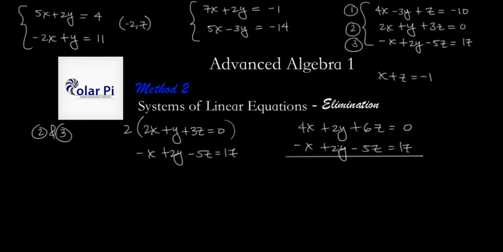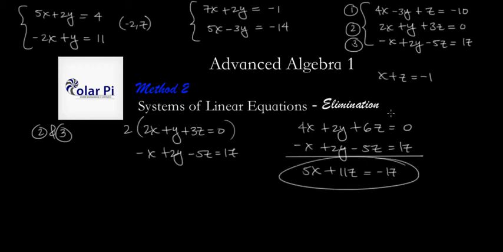Anyway, same difference. So now if we subtract, we get 4x minus a negative x, that makes 5x. And obviously the y's go away as desired. 2y minus 2y is none. And then 6z minus a negative 5z make an 11z. And then equals 0 minus 17. Yes, my z and my 7 look alike, but yeah, you get it. Okay, 0 minus 17 is negative 17. Okay, cool. Now look here.